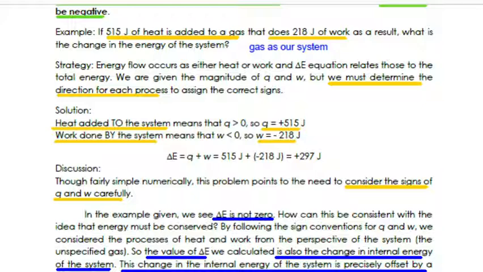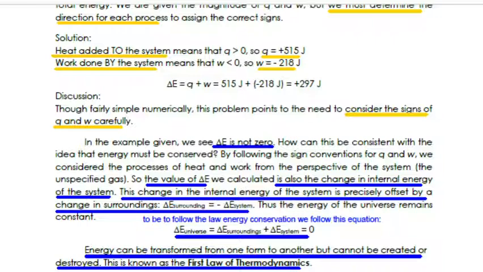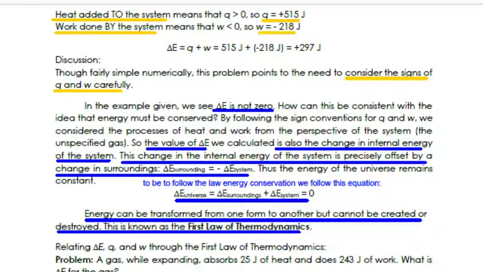It means delta E of the universe is equal to delta E of surroundings plus delta E of system. We can now equate it to 0. This energy conservation is also known as our first law of thermodynamics, which states that energy can be transferred from one form to another, but cannot be created or destroyed.